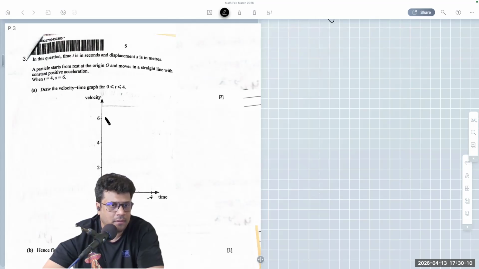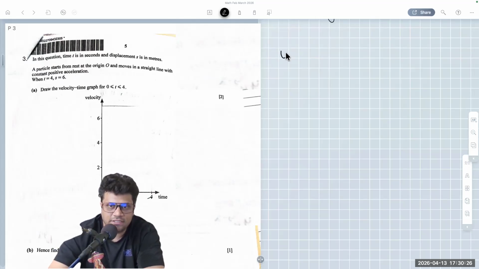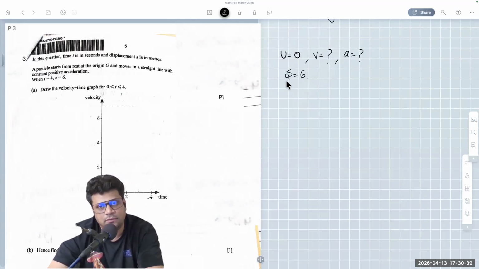Well, if you are moving with constant acceleration and the particle starts from rest, you know that the initial velocity is 0. Velocity at 4 seconds we don't know. Acceleration we don't know, but we do know that the displacement is 6. Okay, so what can we do here?